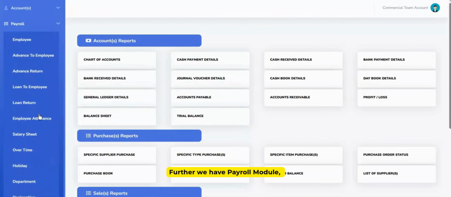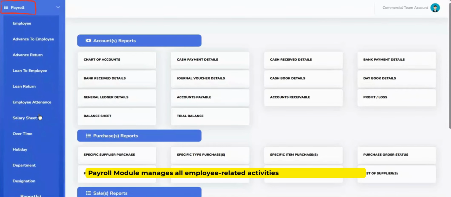Further, we have the Payroll module. The Payroll module manages all employee-related activities within the organization. It includes forms such as employee registration, advance to employee, advance return, loan to employee, loan return, employee attendance, salary sheet, overtime, holiday, department, and designation.